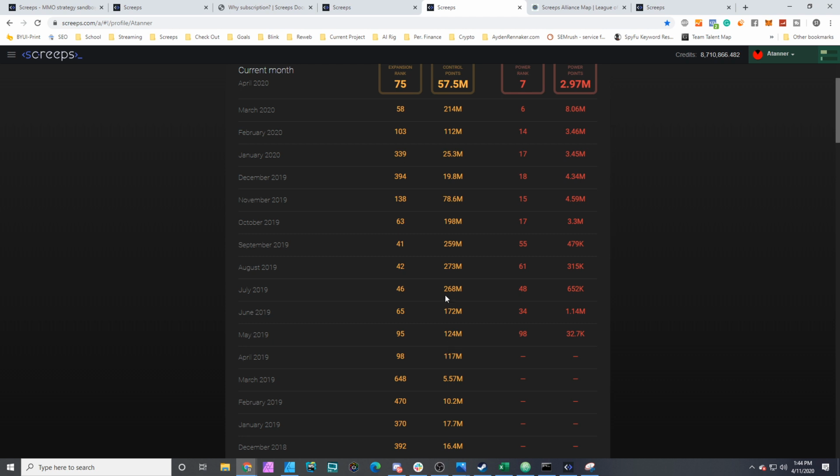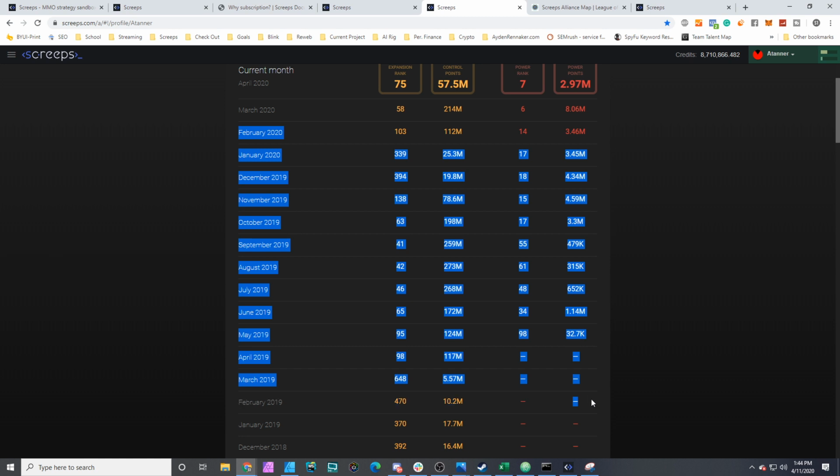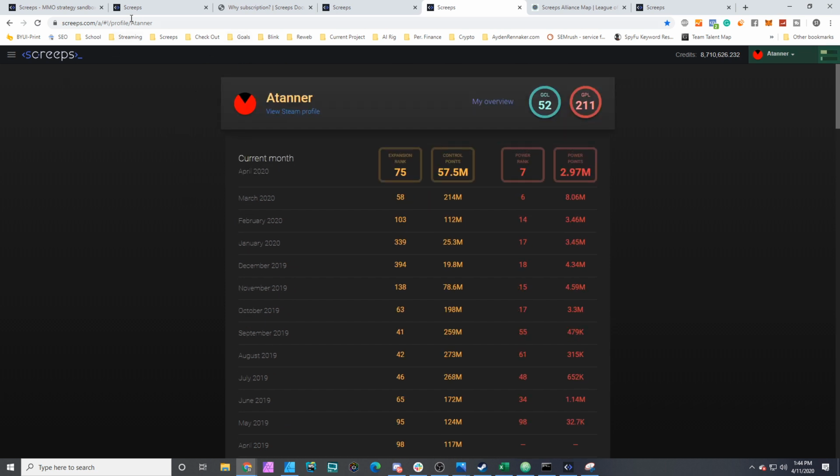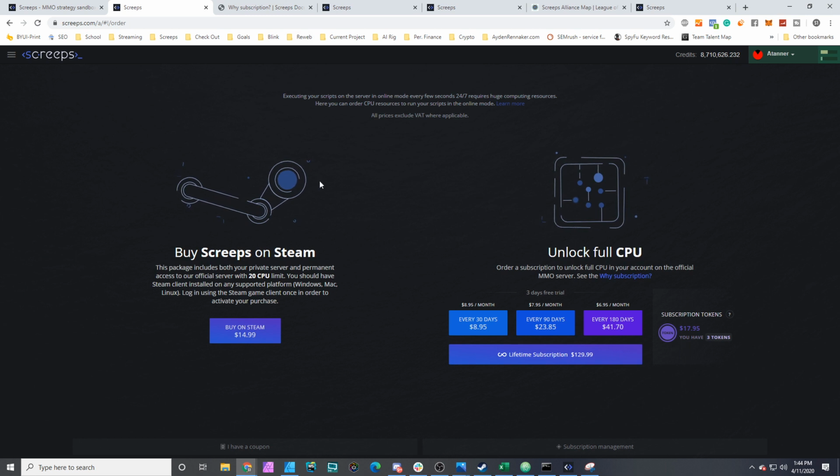And here's my results from playing only on Shard 3. So I had no subscription during this time period, and I was able to play fairly competitively, stay in the top 5% of players, even with the bottleneck of only having the default 20 CPU and not having that monthly fee. So all in all, it is possible to play Screeps with this, and you can still have a fun experience, interact with the community, and learn a lot about coding. But if you like to play more competitively and really push your skills and push what can be done in the game, you're going to want to go for the CPU subscription.